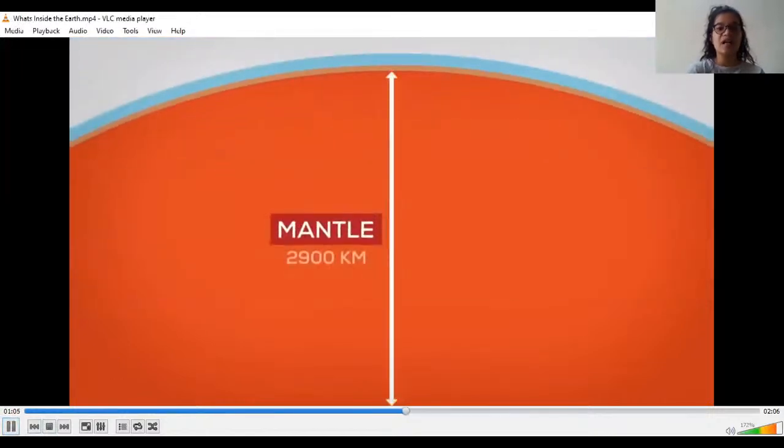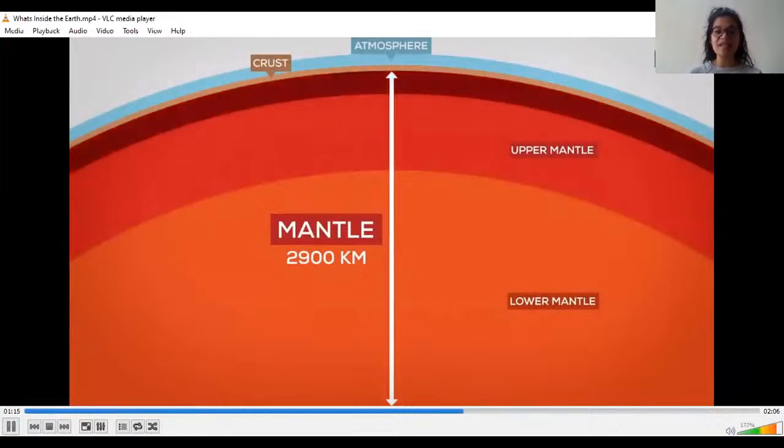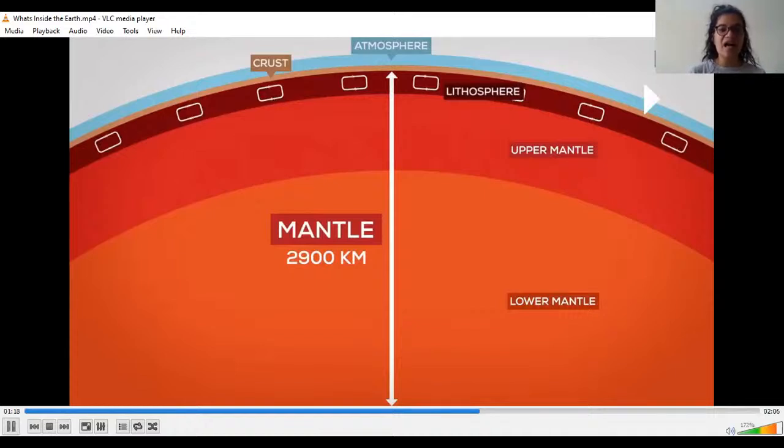After the crust comes the mantle. It's a silicate rocky shell and is about 2,900 kilometers thick. The mantle consists of the upper mantle and the lower mantle. The upper mantle has different regions. The upper part is called the lithosphere, whereas after that comes the lower part, which is the asthenosphere. So the upper mantle can be divided into two parts, the lithosphere and the asthenosphere.